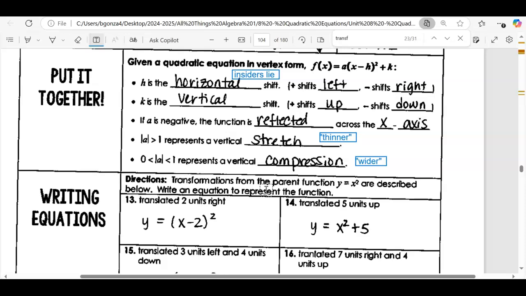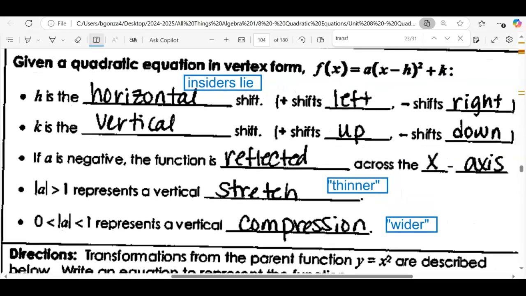If there's a negative, that reflects over the x-axis, smile becomes frown. If that first number is greater than 1, it stretches and makes it thinner. If that first number is less than 1 but positive, it's going to compress it, make it look wider. I want you to copy this down, and then I want you to try the bottom 8. You try those, try to make an equation based on what they are, and we'll talk about it together. Copy that. Try the bottom 8.